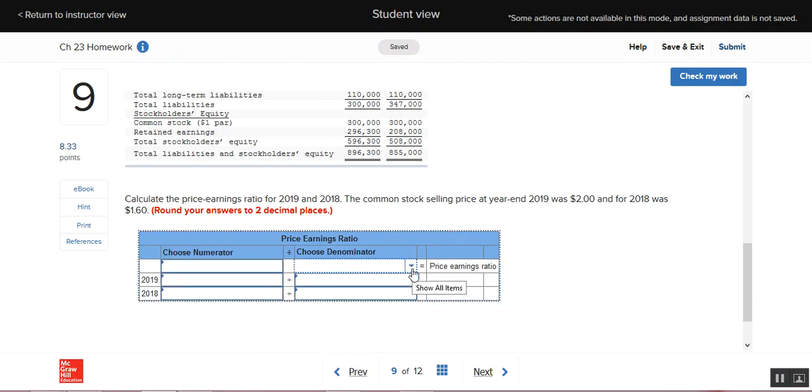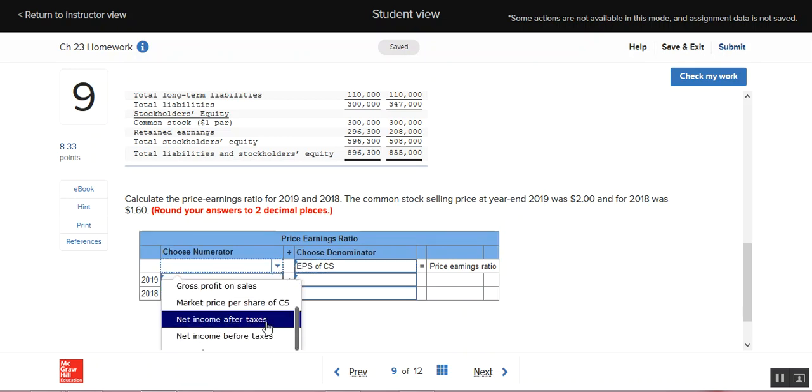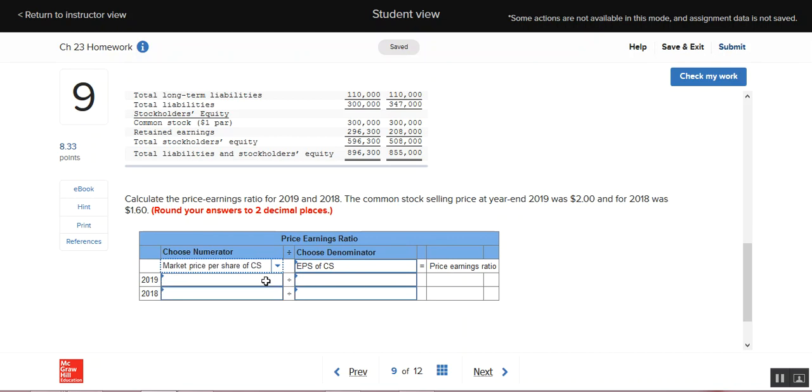Our denominator for price per earnings is the earnings per share. The price would be the numerator, and the earnings would be the denominator. All right, so our market price is, let's see, $2 for 2019 and $1.60 for 2018.